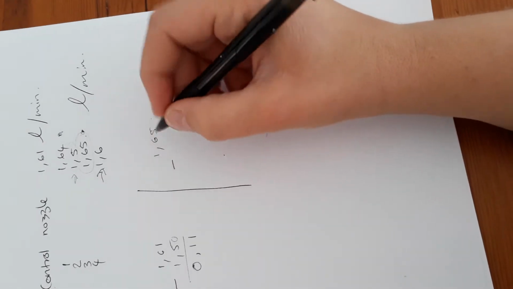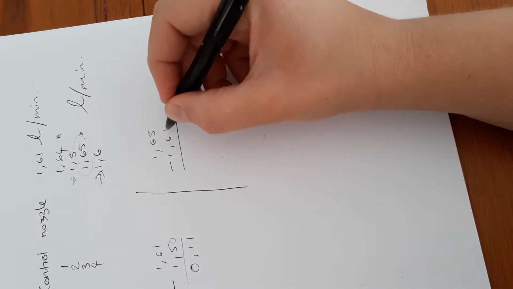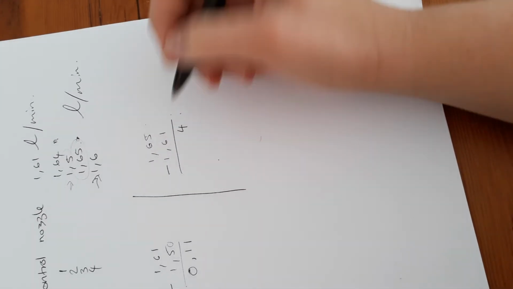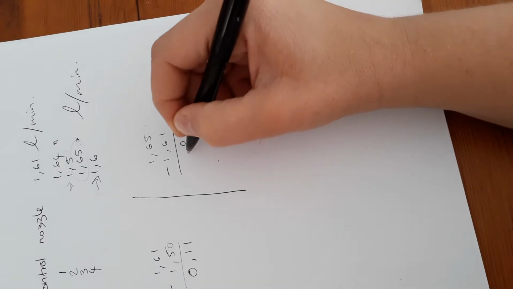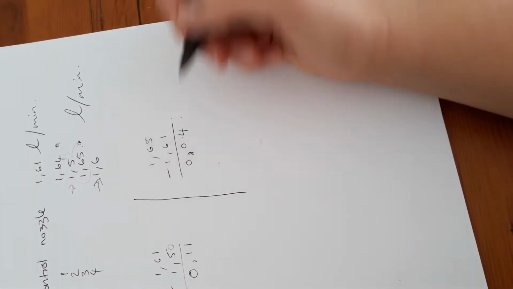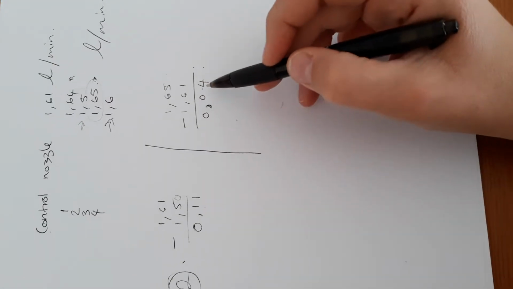1,65 minus 1,61. It's going to give us 1 from 5 is 4. 6 from 6 is 0. Our comma has to stay in place. 1 from 1 is 0. All right, this number is bigger than this number.